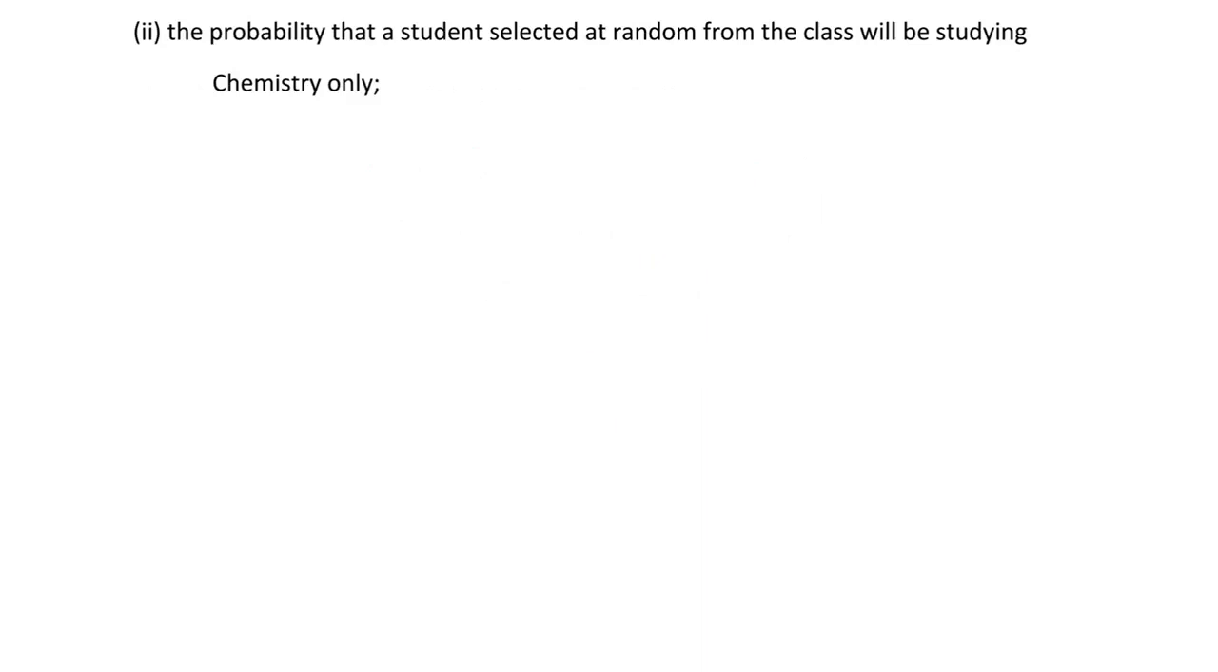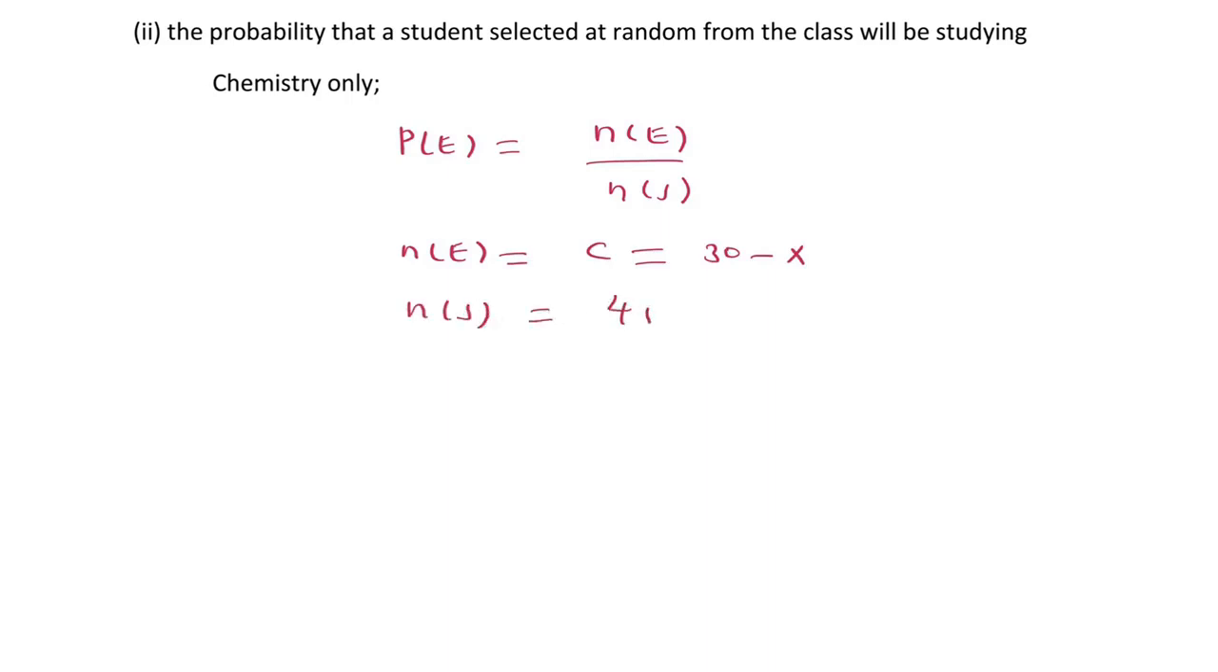For Roman 2, we are supposed to find the probability that a student selected at random from the class will be studying chemistry only. Let us recall the formula for probability, which says probability of an event equals number of events over number of sample space. Here, the number of events equals students who are studying chemistry only, which equals 30 minus x, and the number of sample space equals 45.